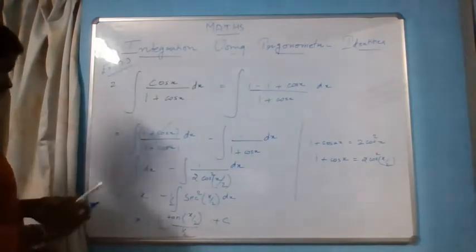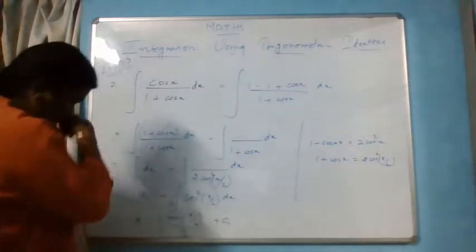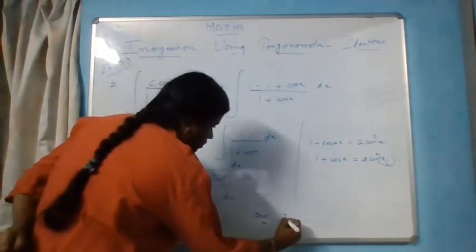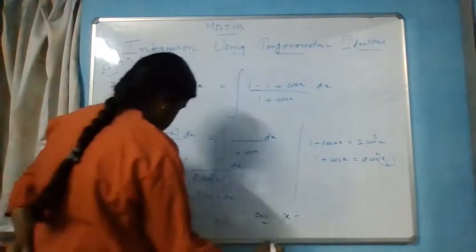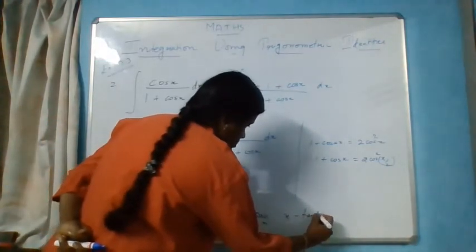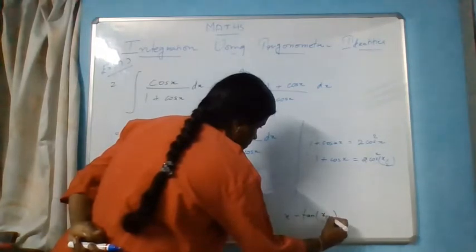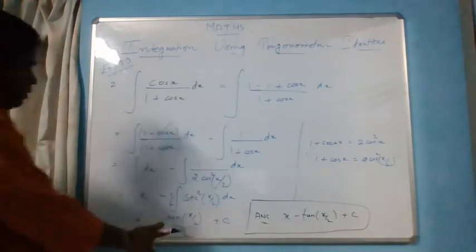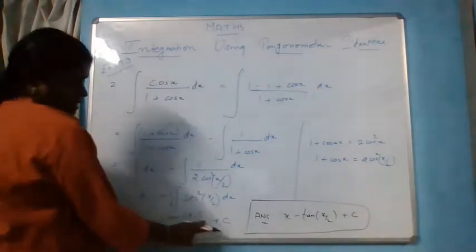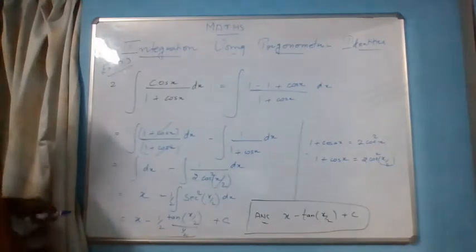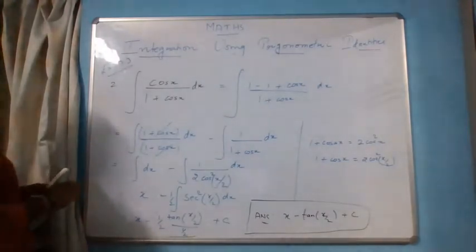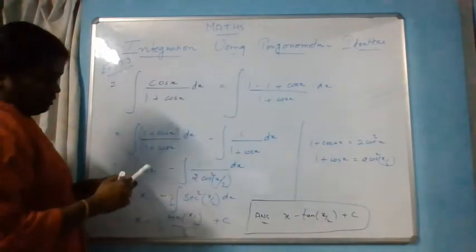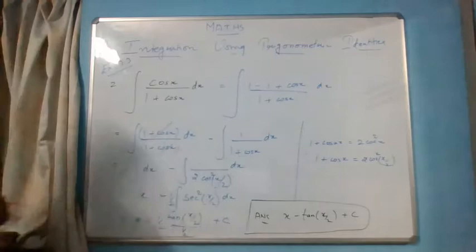So what will be your final answer? This is 1 by 2 and then 1 by 2 gets cancelled. So the answer will be x minus tan x by 2 plus c. So this is your problem. So you have to think how to make the integration process simpler. In such a manner, we can use the direct formulas or the trigonometric identities, whatever we know. This is how we proceed.